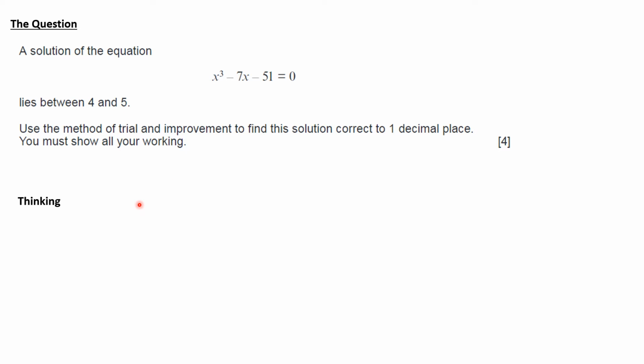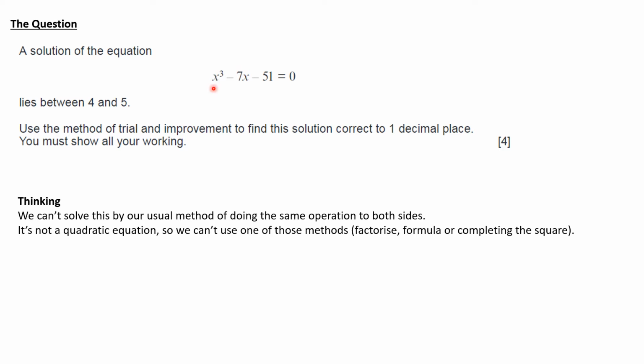So a couple of things about the best way to approach these. We can't do the usual technique of doing the same operation to both sides so that we're just left with an x, because we've got this cubed in here and the x as well, so it becomes a bit more awkward. It's not a quadratic, so we don't have an x squared as the highest power, so we can't factorise or use the formula or possibly even complete the square.